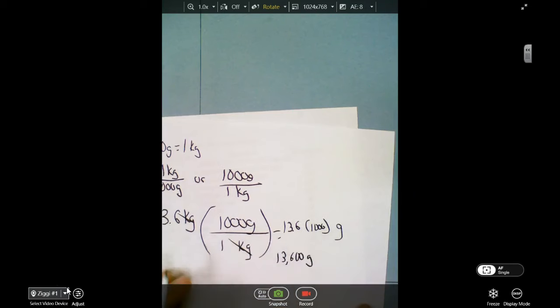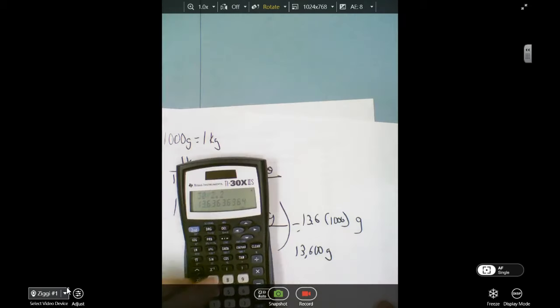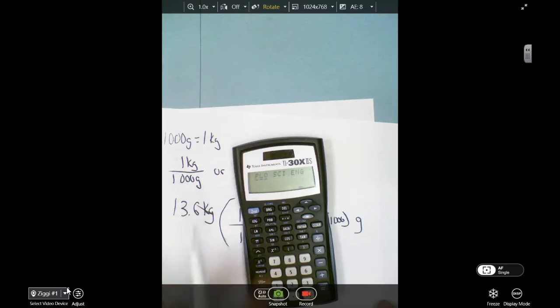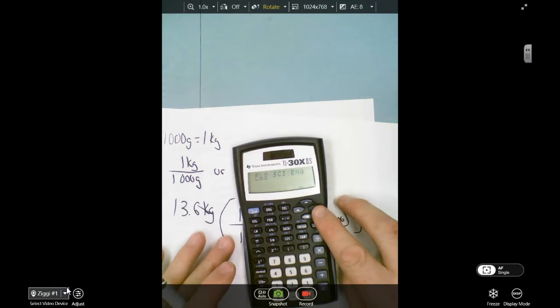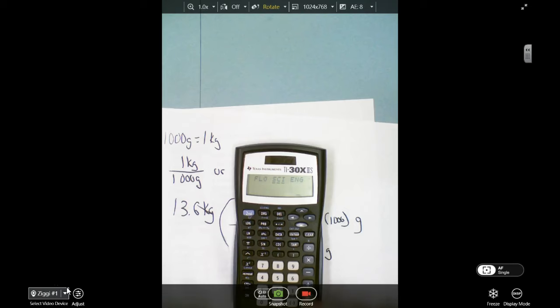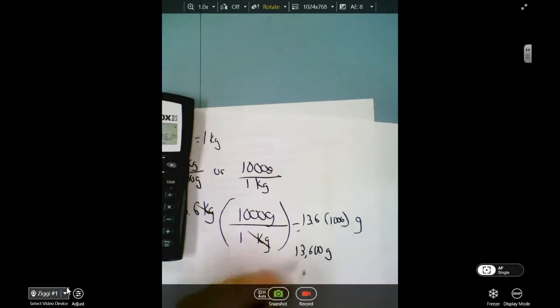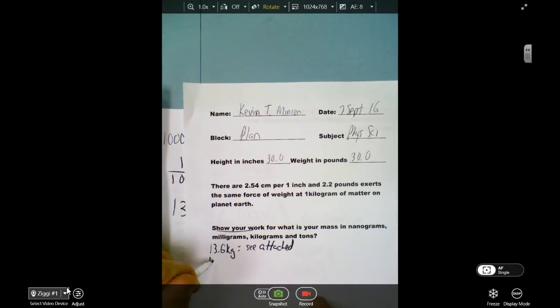13,600 grams. Now I'm going to need this in scientific notation. I can count the decimals, 1, 2, 3, 4, or 13.6 times 1,000. If I go second, that button there says float, push it over, get scientific notation, and now it says 1.36 times 10 to the 4th grams. This scientific notation becomes really useful when you're using stupid big and stupid small numbers.